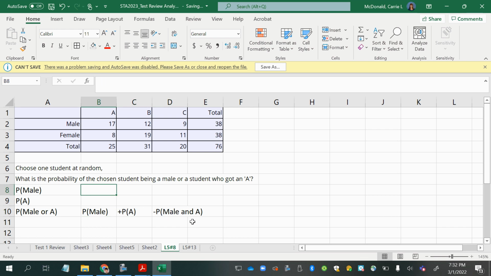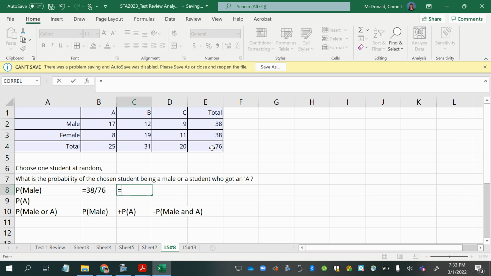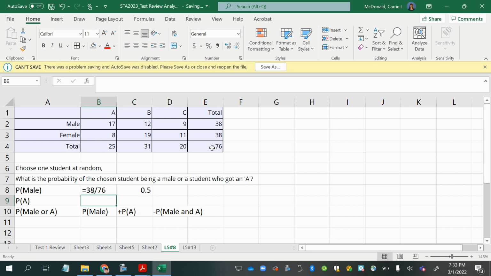So to find the probability of a male, we want to find all the number of male students and divide by the grand total. So we have in this sample, how many male students? We have 38 total male students. And in the entire sample, we have 76 students. So as a decimal, that's 0.5. So half of the students, you can see that the male and female students are equal. So it makes sense that we would have a probability of 0.5 here. And I believe that's just coincidental that they happen to be the same amount.